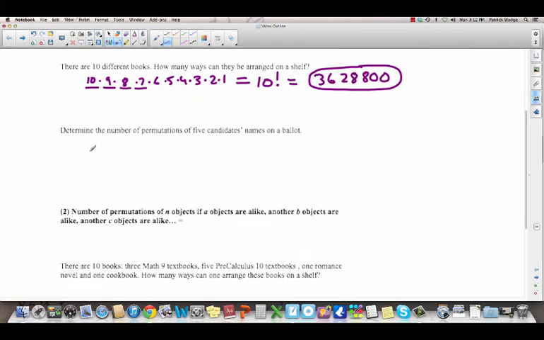Okay, determine the number of permutations of 5 candidates' names on a ballot. You could think of it as, well, in the first spot there could be 5 and then 4, or you just think, oh, it's a permutation. It tells us right there it's a permutation. I'm picking all of them, so it's 5 factorial. Go to your calculator and plug that in, and you get 120.